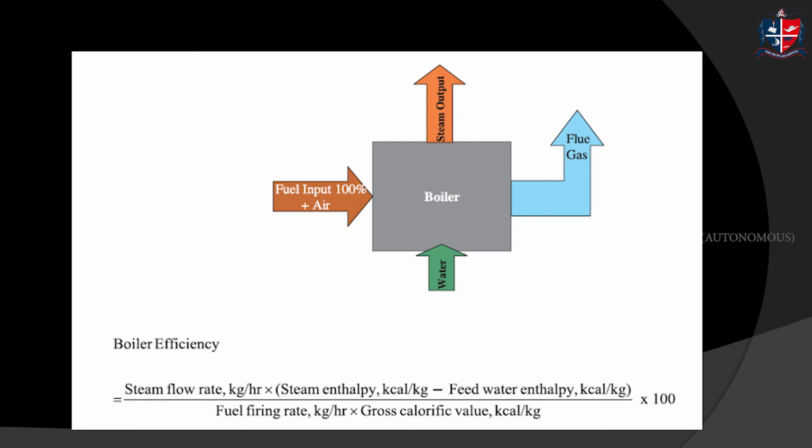By dividing these two parameters, we should get the boiler efficiency. That is how we find out the efficiency by the direct method. So what measurements are to be taken is just summarized here.